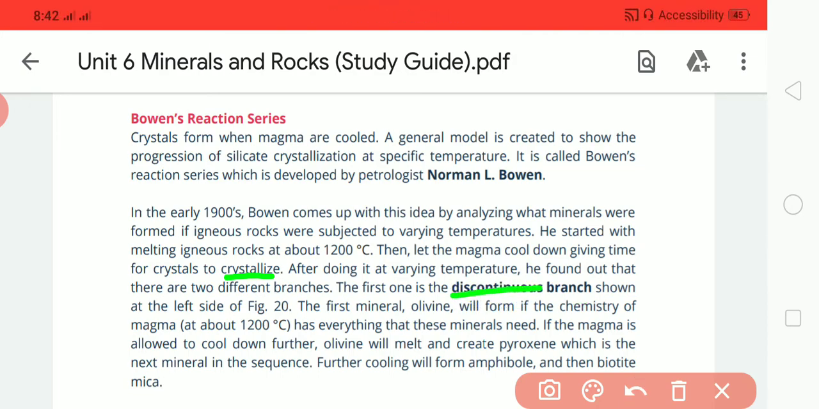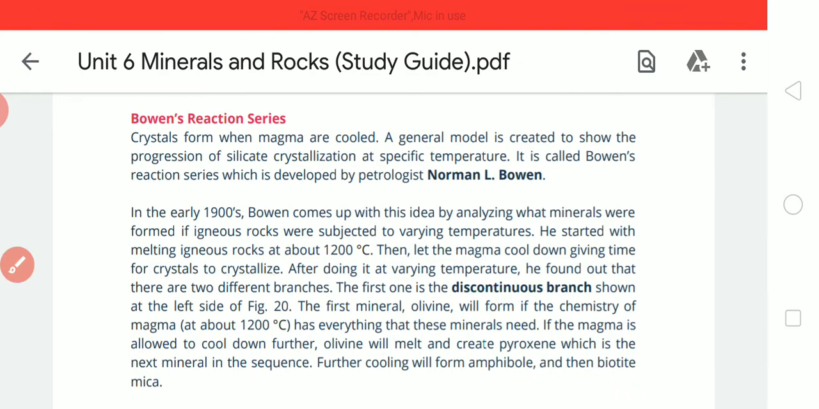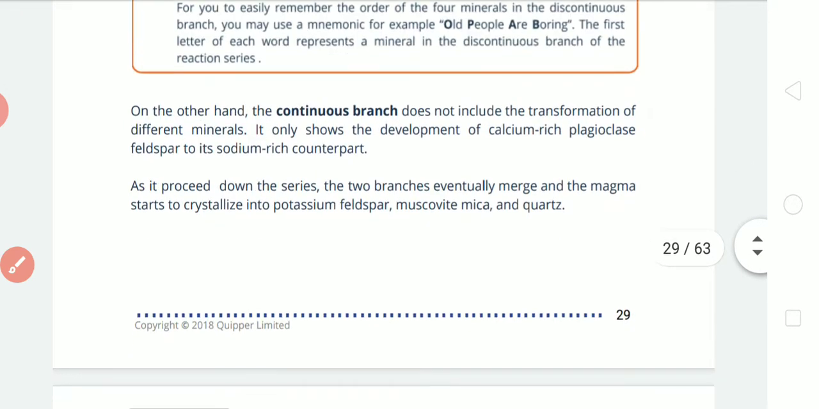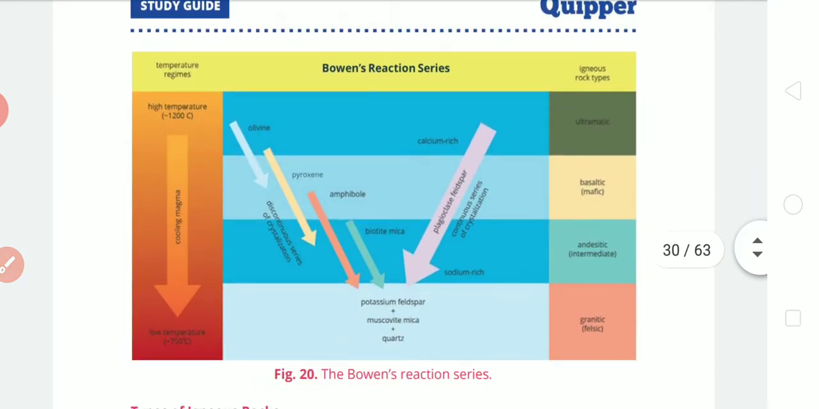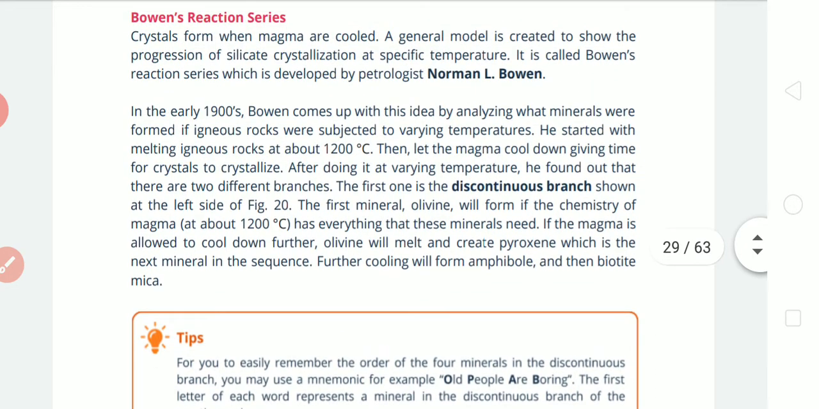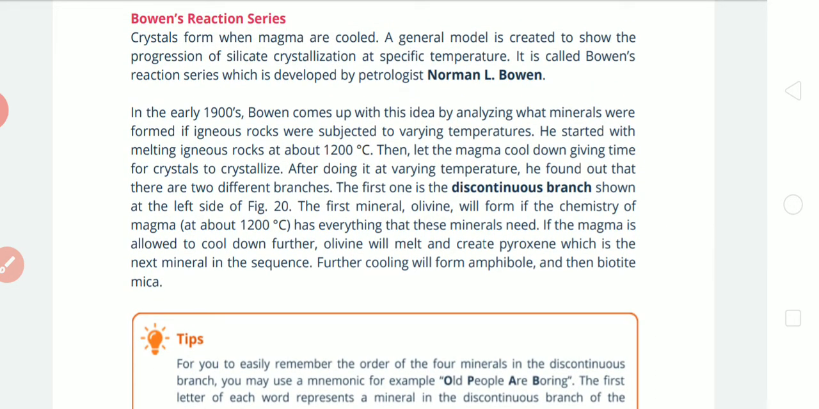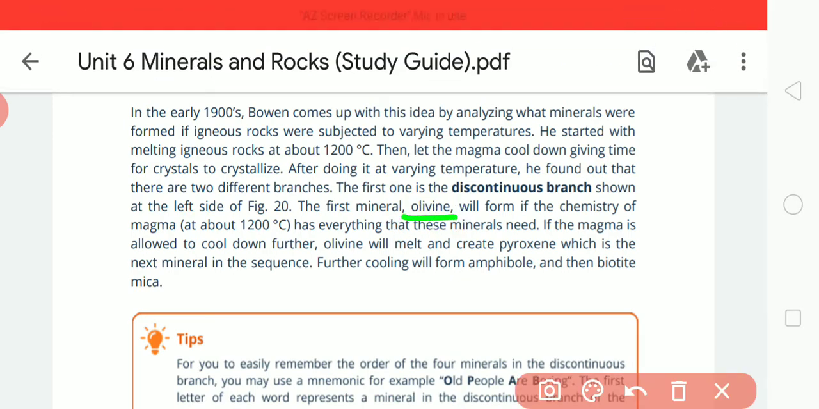The first one is the discontinuous branch. So according to the discontinuous branch, the first mineral, olivine, will form if the chemistry of magma is about 1200 degrees Celsius and has everything that these materials need.